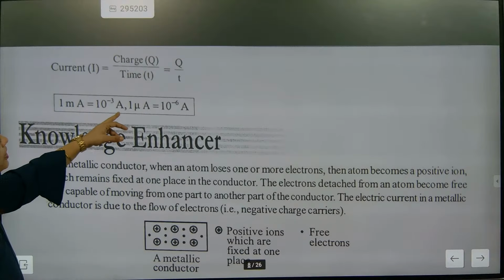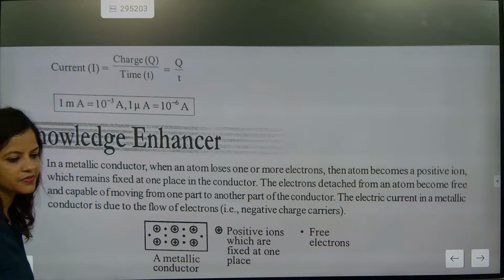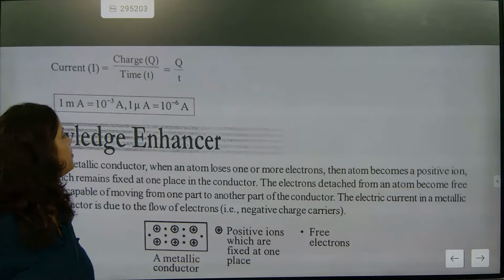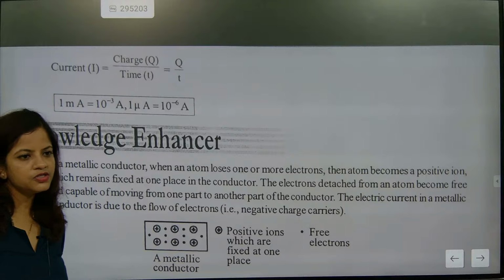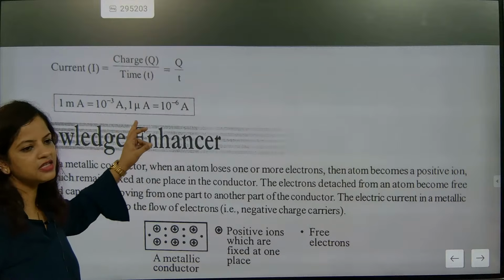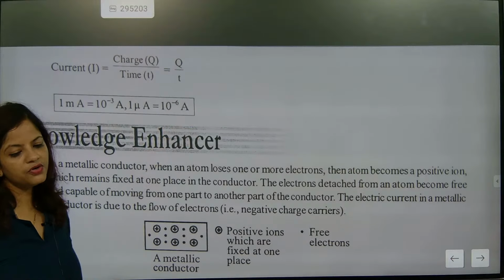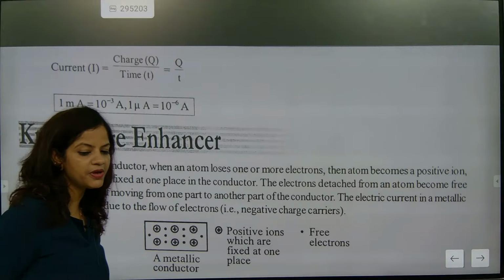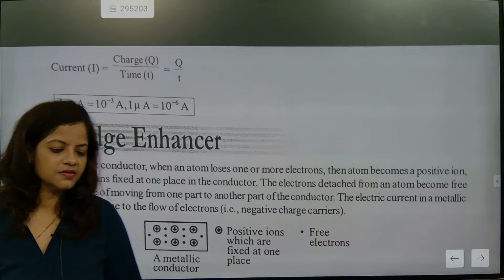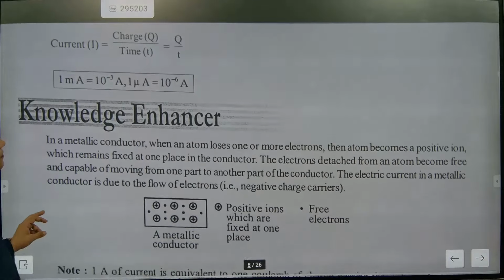So now, what is a microampere? Milli, nano, micro, like that will be there. 1 mu ampere, 10 to the power... Understood? So whenever they write 1 milliampere, it will come as 10 to the power minus 3 ampere, and 1 mu ampere is equal to 10 to the power minus 6 ampere. Note down this one. Yes, milli and micro.